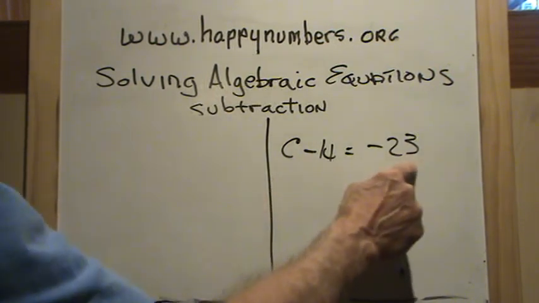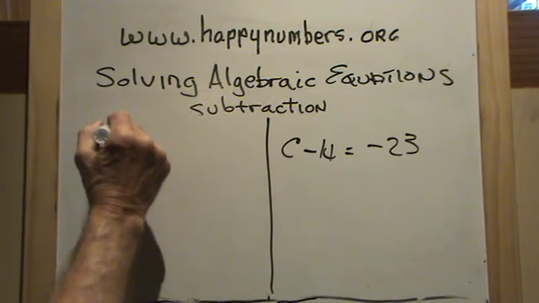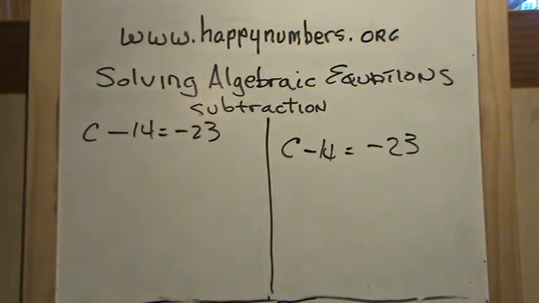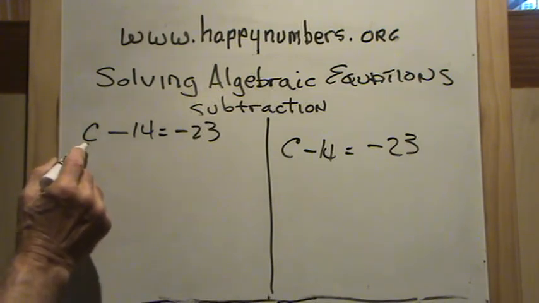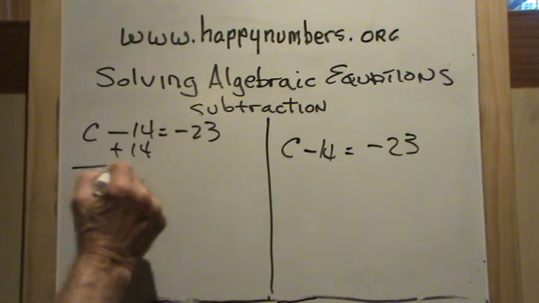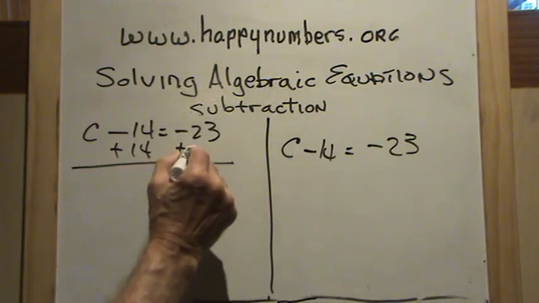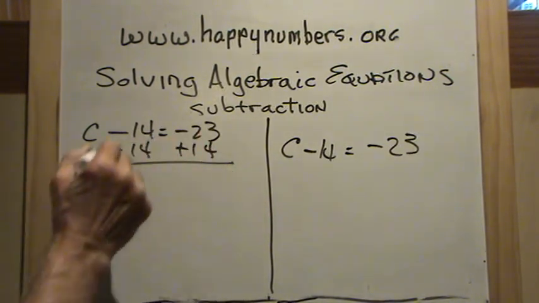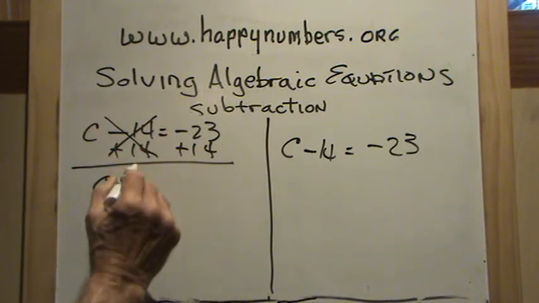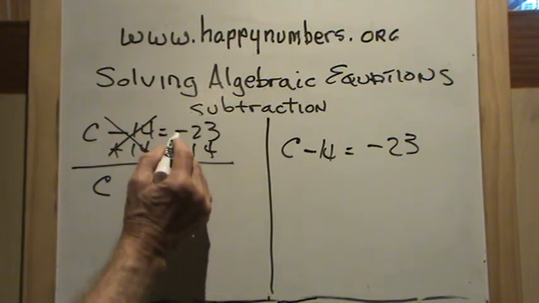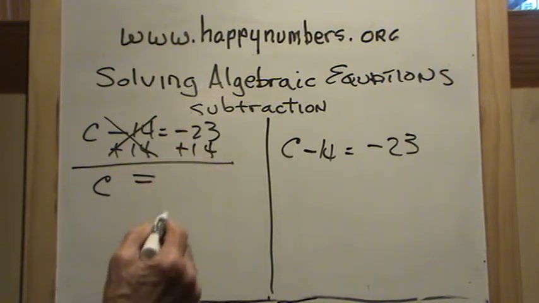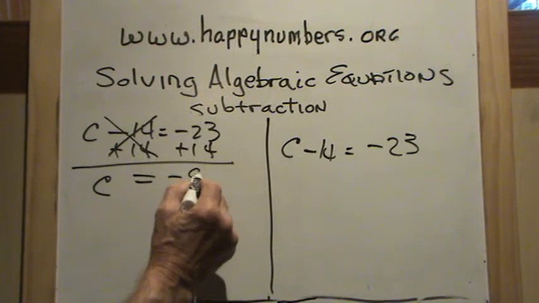Let's try this problem here. C minus 14 equals negative 23. Well, I have to get C by itself, and I have a minus 14, so I'll put a plus 14, and I know I have to do exactly the same thing to this side. When I combine them, these two cancel each other out, C equals negative 23 and a positive 14 would give me a negative 9.